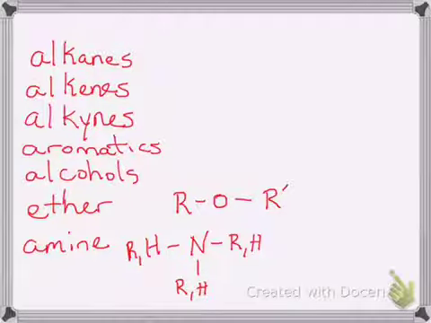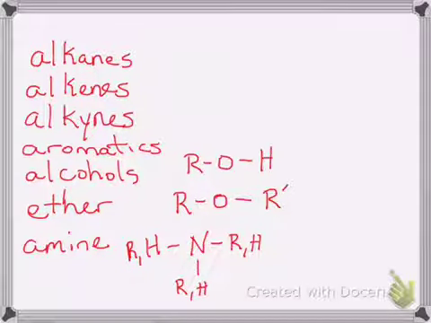An alcohol is very similar to an ether, but instead of being bound to a second R group, it's bound to a hydrogen. And so an alcohol has this OH hanging on a carbon chain of some kind.